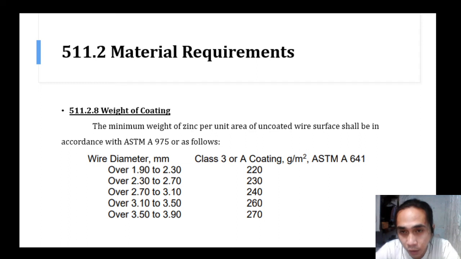So wire diameter in mm over 1.90 to 2.0, the class 3 coating, which is per gram per meter squared, is 220 over 230 to 270, 230 to 270, 310, 240, 310 to 350, 3.10.2, 3.50 to 60, and 3.50 to 3.90 is 270.